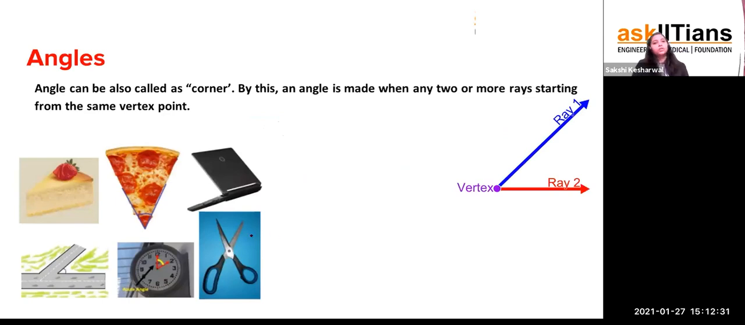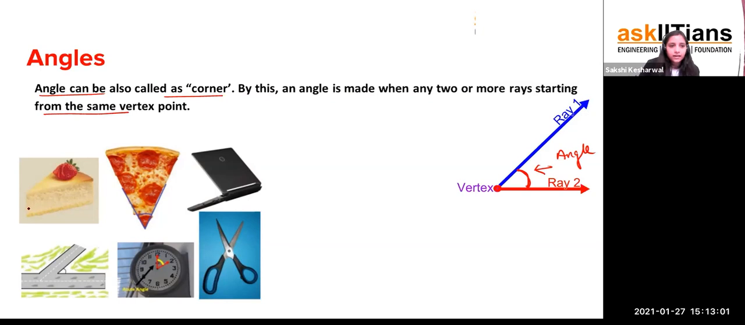Okay, coming to the angles. What are the angles? Angle is nothing. If you take any two rays, the ray starts from here and goes like this, ray 1 and ray 2, and this is being formed. This is known as what, beta? An angle, right? An angle is also called a corner. An angle is made when two or more rays start from the same vertex, right?